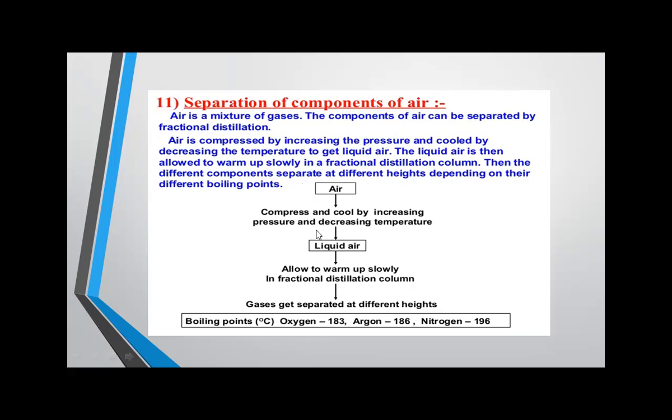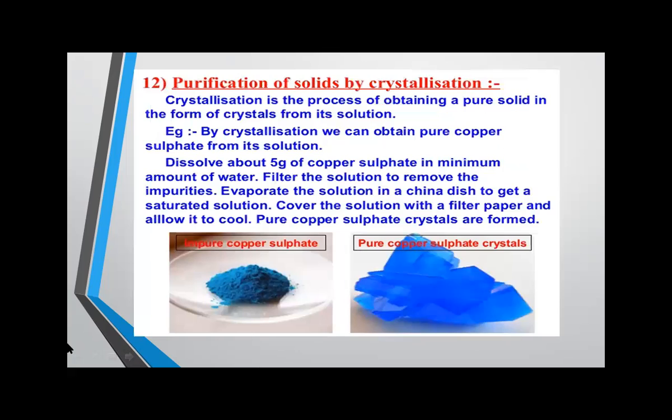So this is a flow chart for separating components of air. So air, when compressed and cooled by increasing pressure and decreasing the temperature, liquid air is formed. Allowed to warm up slowly in fractional distillation column, gases get separated at different heights. For example, boiling point of oxygen is -183 degrees Celsius, argon is -186, and nitrogen is -196.